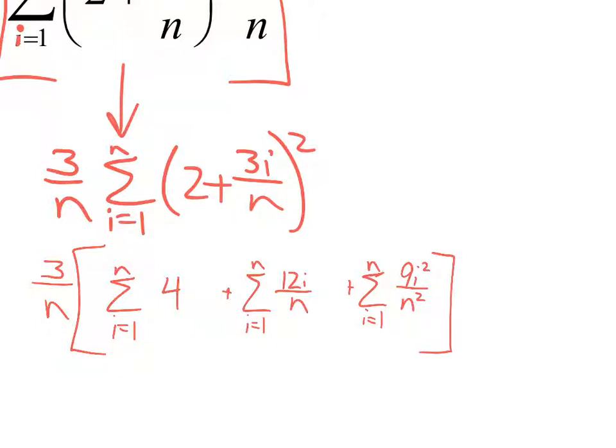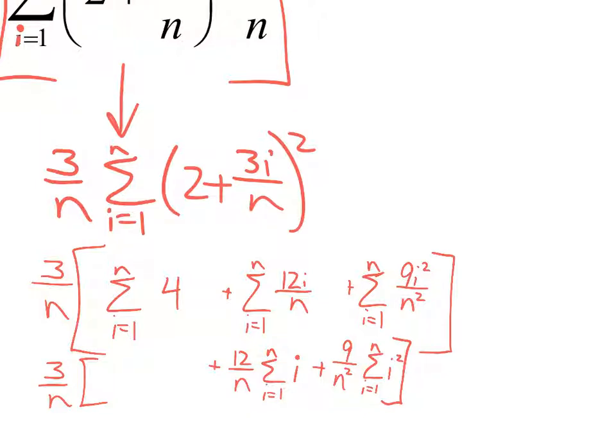Okay, so at this point, we again can see a constant multiple in some of these. 12 over n is a constant multiple, so I'm going to pull that out, and now I have the sum from i equals 1 to n of just the i's, and we have a formula for that. Here, 9 over n squared is a constant. That's from i equals 1 to n of i squared.